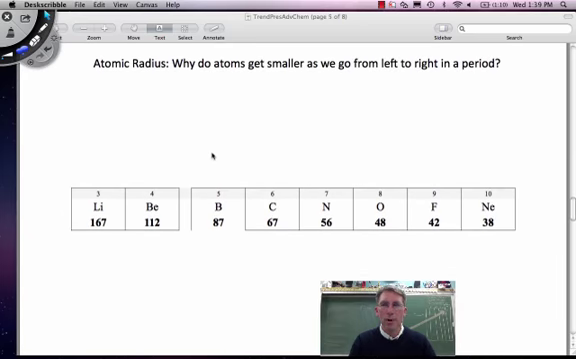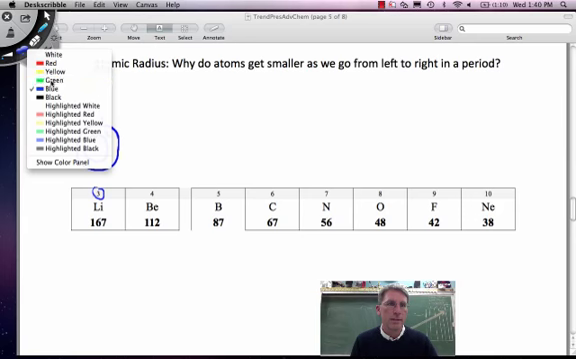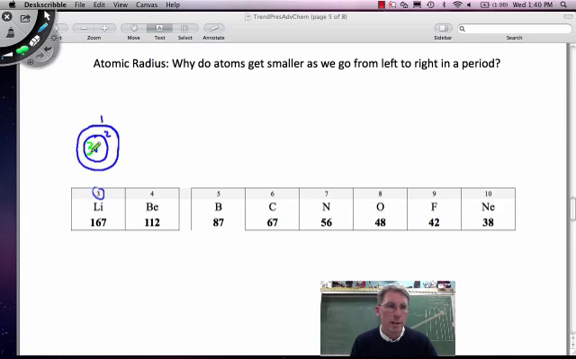Why do atoms get smaller as we go from left to right? In this case, let's draw lithium again. Lithium's got a nucleus with 3 protons. It's got 3 protons, so it's going to have 3 electrons. I've got my inner ring with 2 and my outer ring with 1. And I'm going to write in that it has 3 protons right here, because these 3 protons are going to pull on these 2 electrons and pull them in toward the center, and it's going to pull on this 1 electron and pull it toward the center.